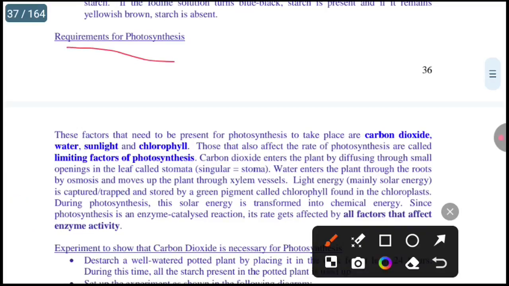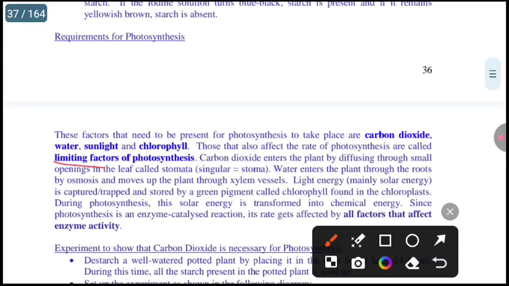Okay, we go further to the requirements of photosynthesis. What we need for photosynthesis to take place. These factors that need to be present for photosynthesis to take place are carbon dioxide, water, sunlight, and chlorophyll. Those that also affect the rate of photosynthesis are limiting factors of photosynthesis.